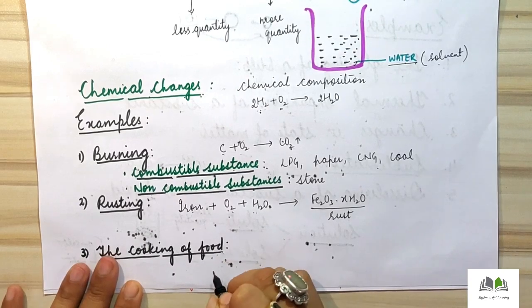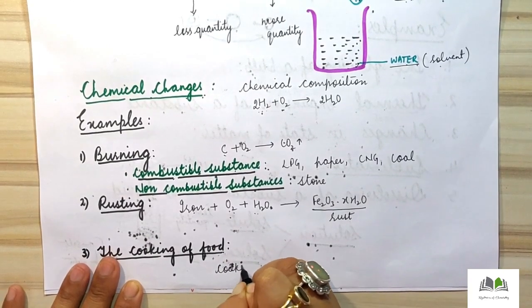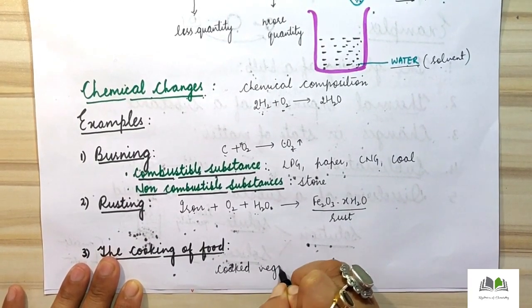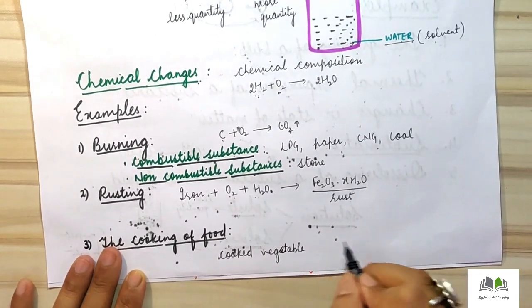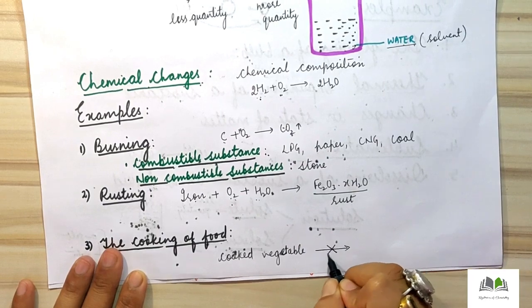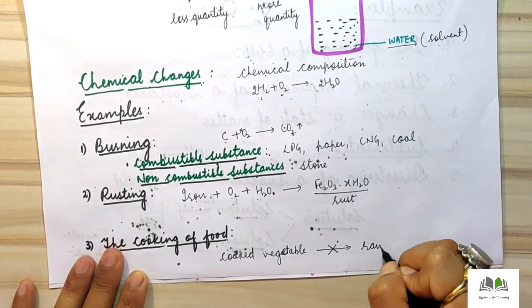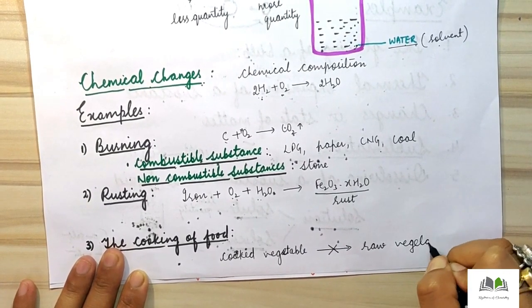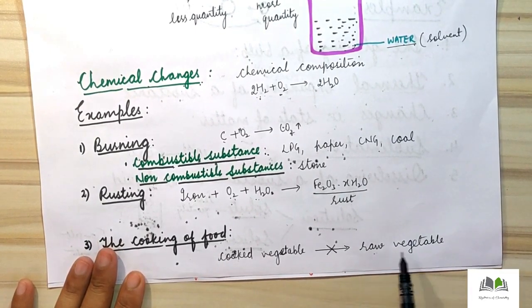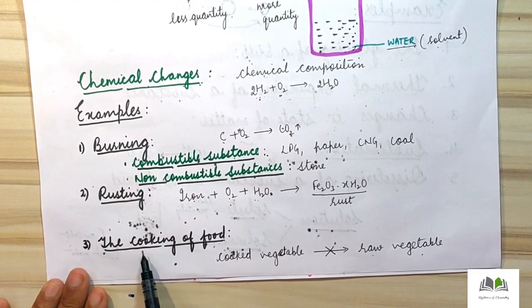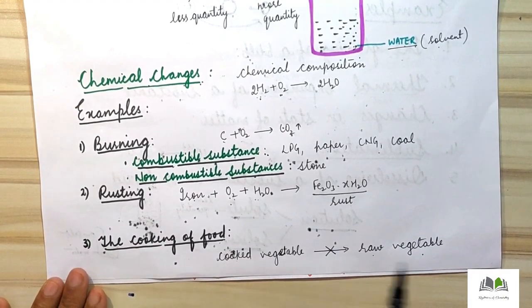So I can write here, the cooked food or cooked vegetable cannot be converted back into raw vegetable. So cooked vegetable cannot be converted back into raw vegetable. Thus we can say that cooking of food is an example of chemical change.